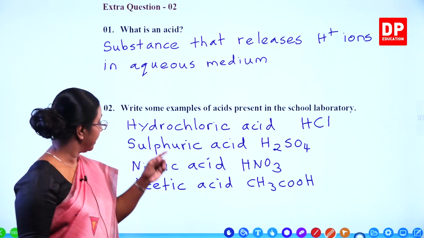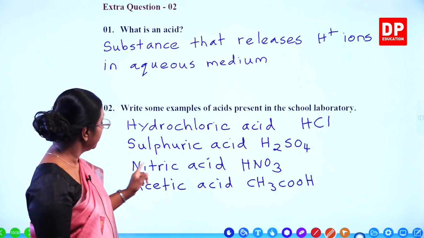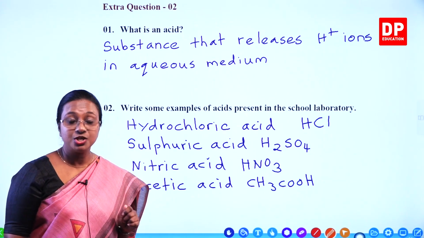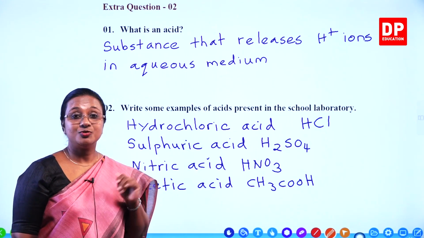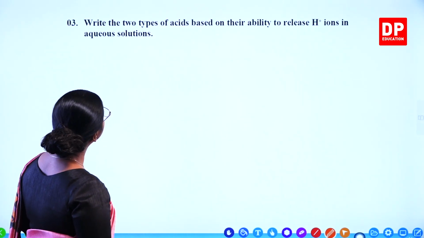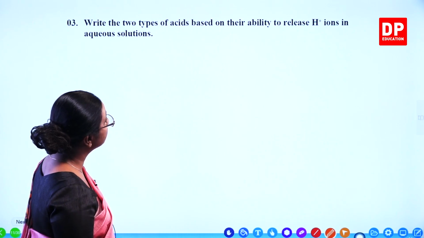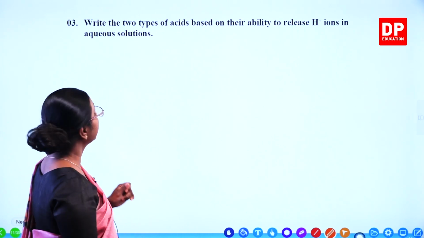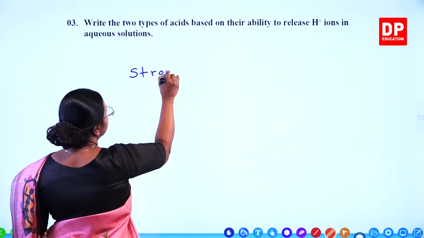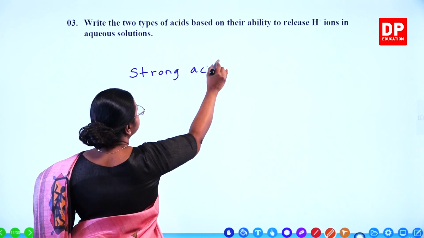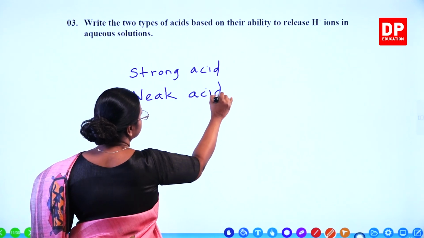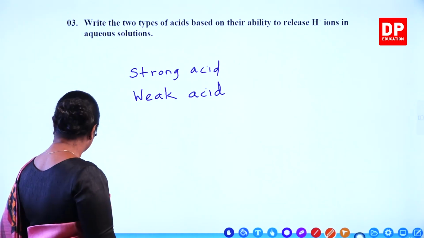So, write some examples of acids present in the school laboratory. Hydrochloric acid, HCl. Sulfuric acid, H2SO4. Nitric acid, HNO3. And acetic acid, CH3COOH. So, you can write all these. I am sure you also did it. Then with that, I will move on to the next one. Write the 2 types of acids based on their ability to release H plus ions in aqueous solution. What are those? Strong acid and weak acid. I'm sure it's very easy for you all.